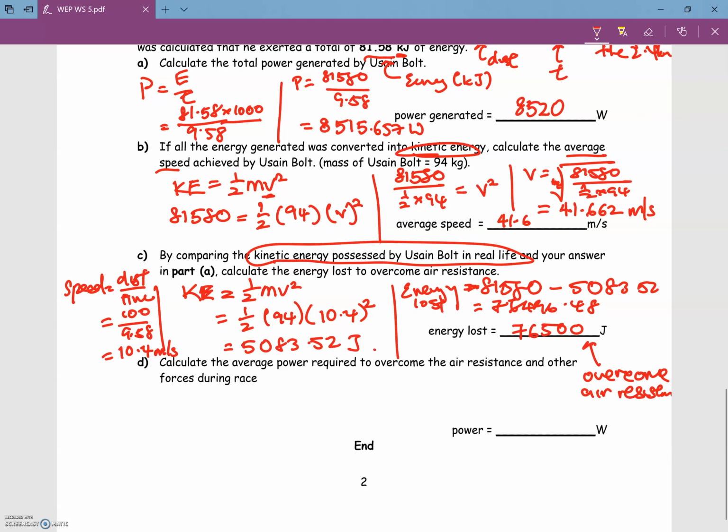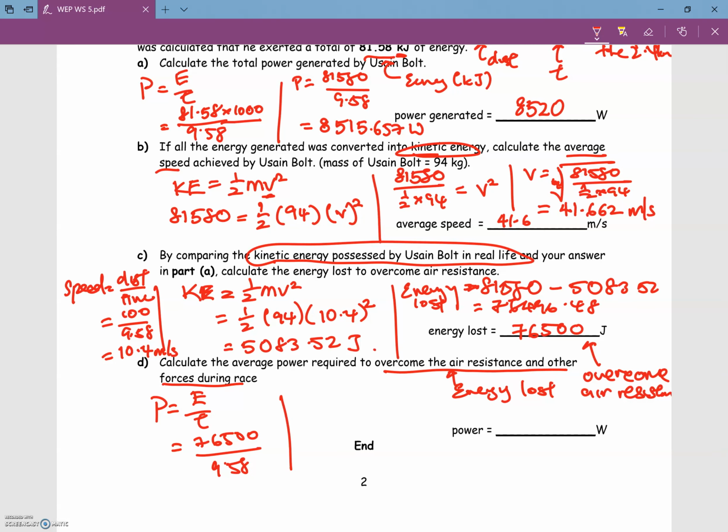So in part D, they ask us to calculate the average power required to overcome the air resistance and other forces during the race. Power we know is energy divided by time. The average power required to overcome the air resistance is actually the amount of energy lost, because the energy lost is used to overcome all this air resistance and other forces. So we have 76500, that's the energy needed to overcome. The time taken for the whole race is 9.58.